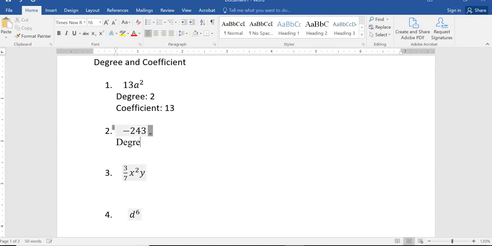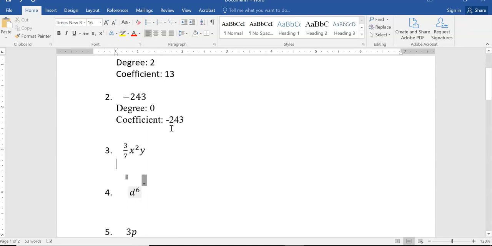The degree here is 0. There are no variables in negative 243, and you could say that the coefficient of the term is negative 243. Some people just call this a constant, and that's what we'll call it later, but for right now, you can think of the coefficient as negative 243.